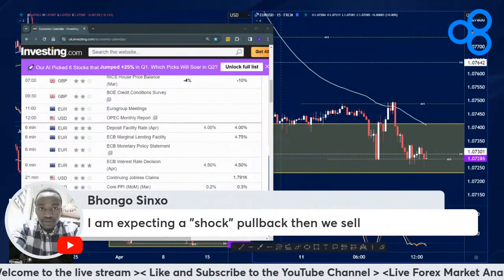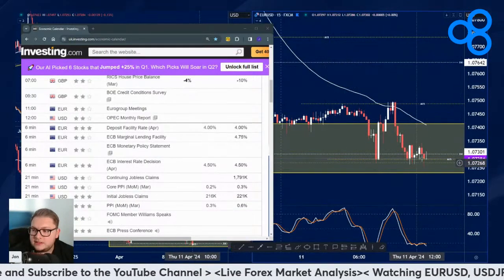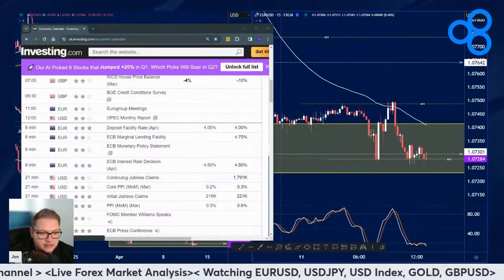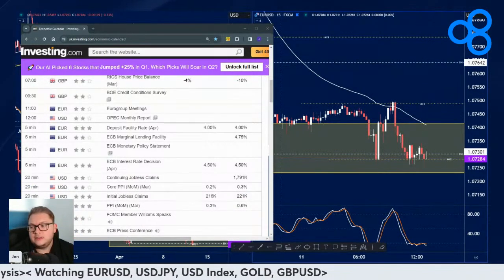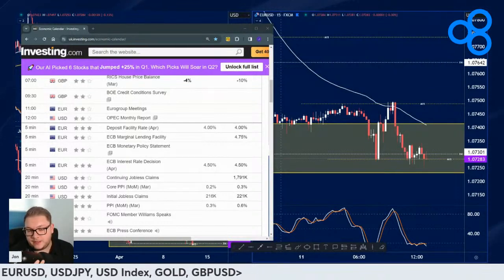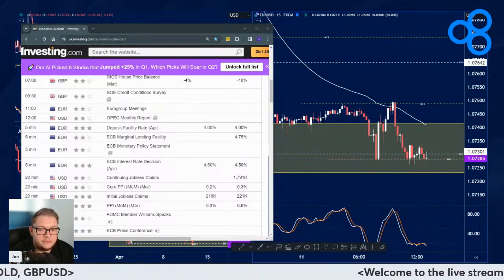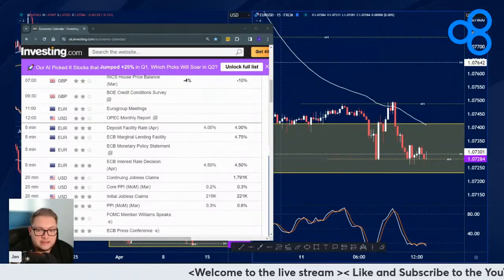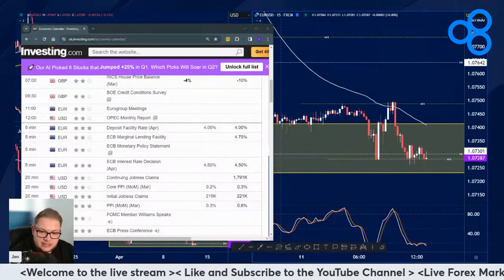Bongo, I'm expecting a shock pullback, and then we sell. Okay, so expecting a bit of a shock, maybe a move back up towards these 15-minute highs potentially. Right, guys, thinking euro to the downside. Yeah, it's going to be interesting. Do the ECB do anything different with regards to reacting to the inflation data out of the US as well? We also have to potentially consider that.